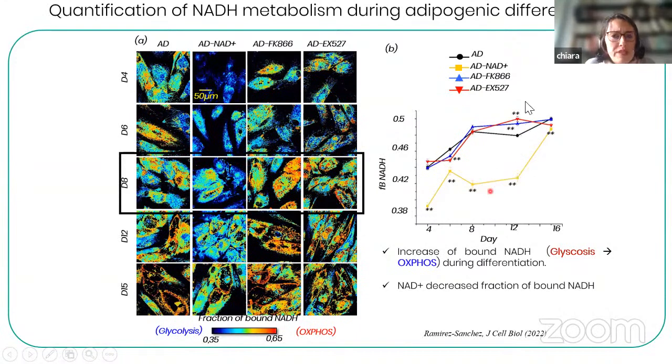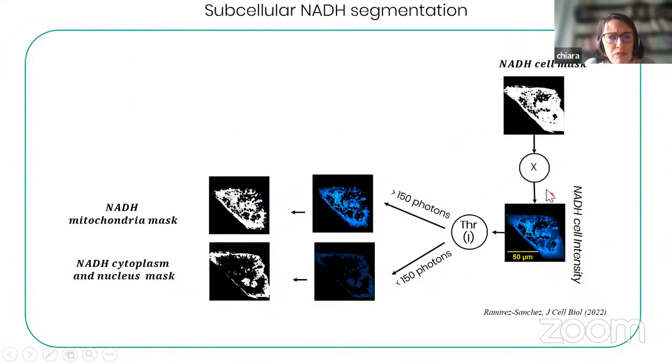Moreover, we did subcellular segmentation of NADH based on intensity. We know that NADH intensity is much higher in mitochondria, so we use a threshold on the intensity to separate the NADH in the mitochondria and assign it to the mitochondria mask. And below this threshold, we assign the pixels to the cytoplasm and nuclear mask.